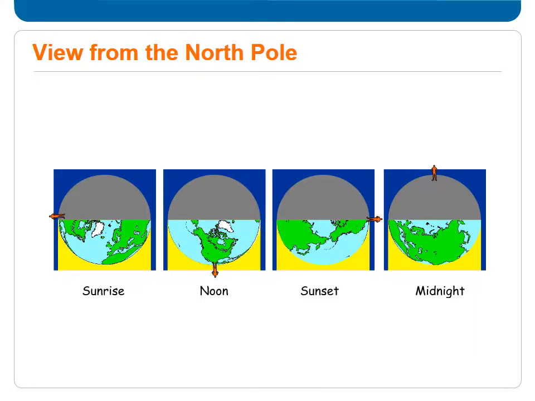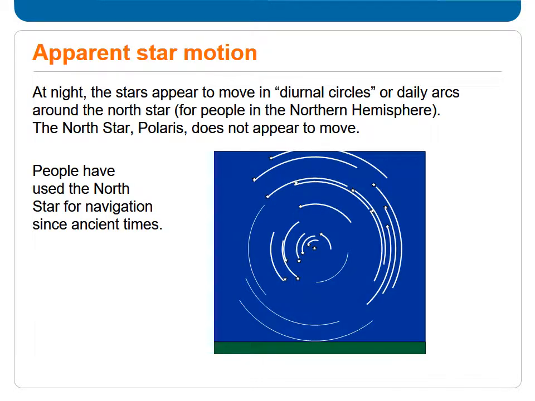Viewed from above the North Pole, the Earth spins counterclockwise. As it spins, we have sunrise, daytime, sunset, and night. At night, the stars appear to move counterclockwise in diurnal circles or daily arcs around the North Star for people living in the northern hemisphere. The North Star Polaris does not appear to move.